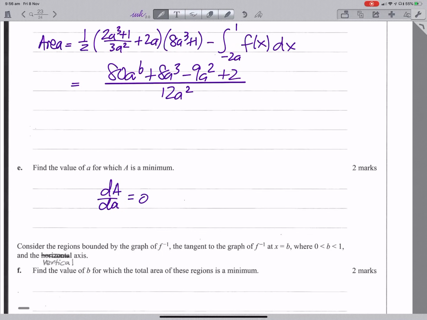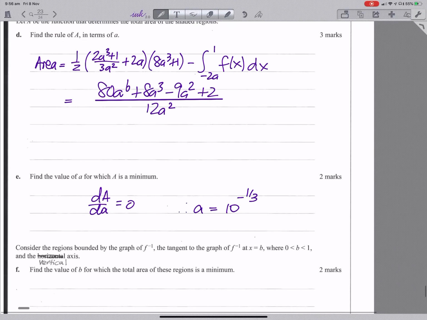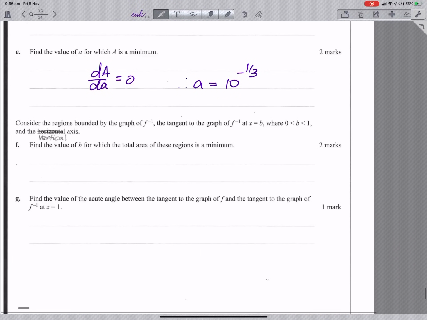dA equals 0, therefore A equals 10. I don't know why that's worth 2 marks. It doesn't ask for the minimum itself. Consider the regions bound by the graph of F inverse, the tangent to the graph. Find the value of B for which the total area of these regions is a minimum. Okay, so it's an inverse.